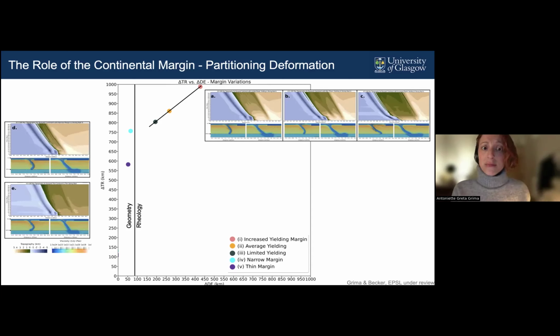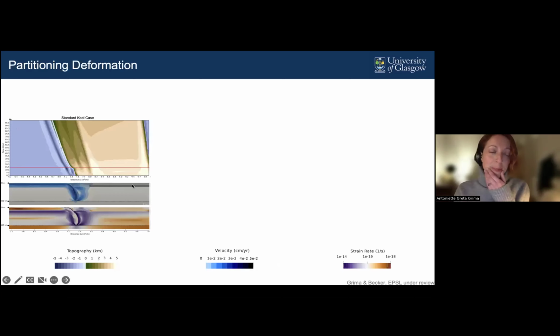But this relationship does not seem to be the case for our models with different margin geometries. So to understand this behavior in a little bit more depth, what I'm showing you here is the topography at the top, the velocities in the middle shown in blue, where darker blues indicate higher velocities, and at the bottom the strain rates, where more purple the color, the higher is the strain rates. And this case is for our standard continental keel model.